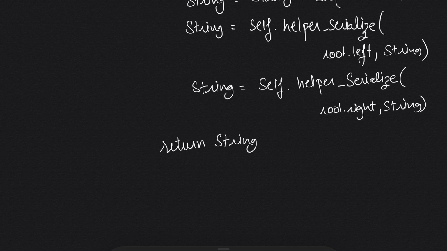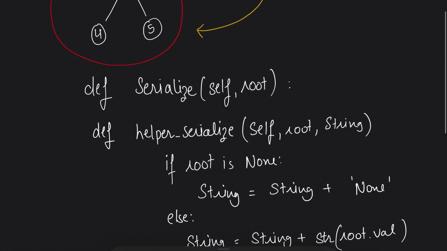And now we will call this function in our serialize function. Return self dot helper serialize, and we're going to pass root and an empty string. So now we are done with our serialize function.